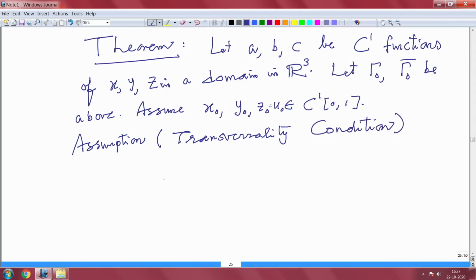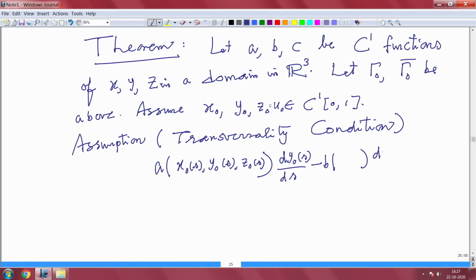What is the transversality condition? You look at the value at the initial curve. This is x naught of s, y naught of s, z naught of s, into dy naught, that is the tangent to the curve. You have to understand what this condition means: minus b, again same argument, dx naught of s by ds, and this should be not equal to 0.